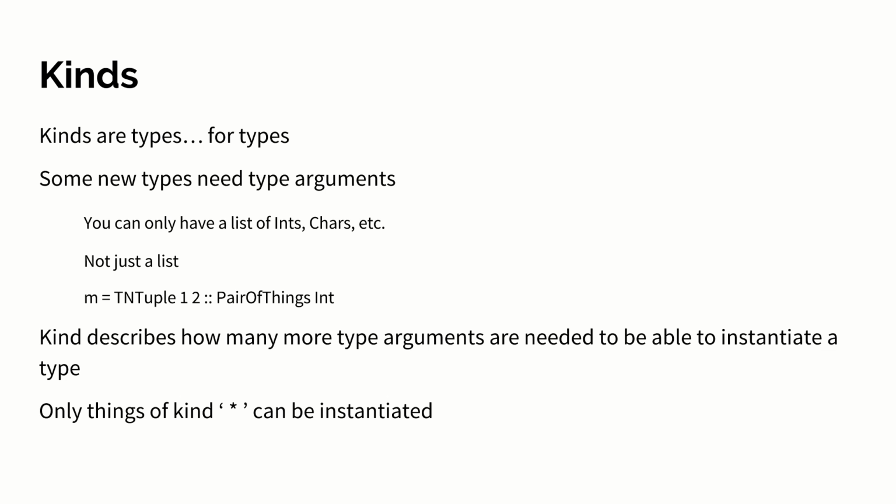Kinds other than the kind star are known as higher kinded types, and there cannot be concrete values that have a higher kinded type. So to be clear, the lone char L has the type char. The type char has the kind star. The lone number 3 has the type int. The type int has the kind star.